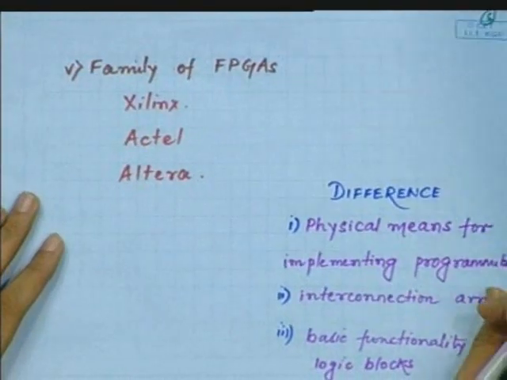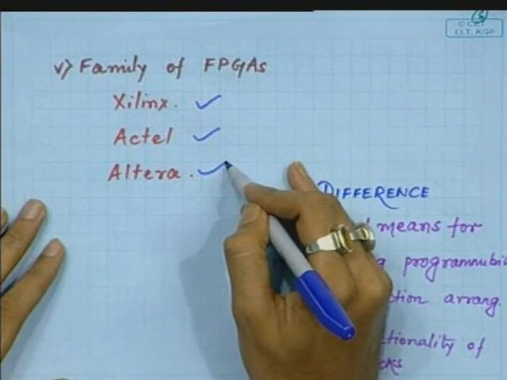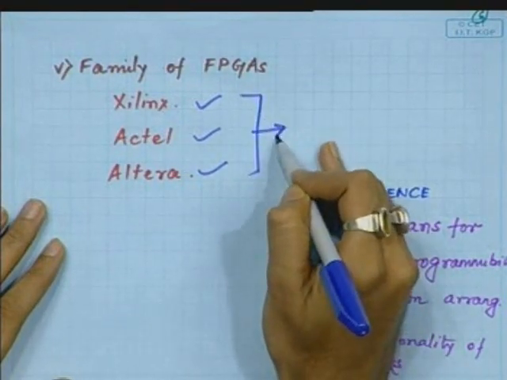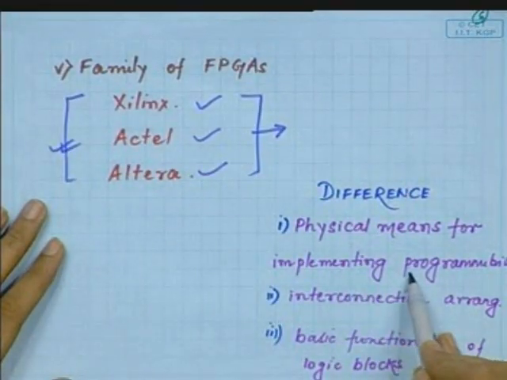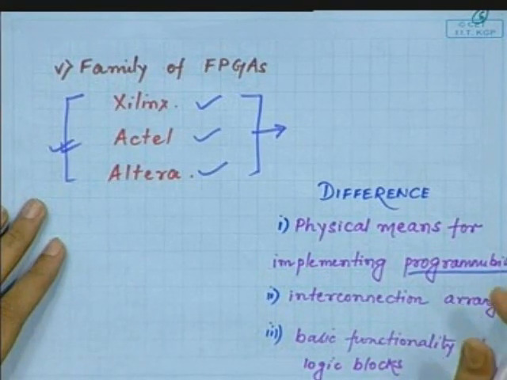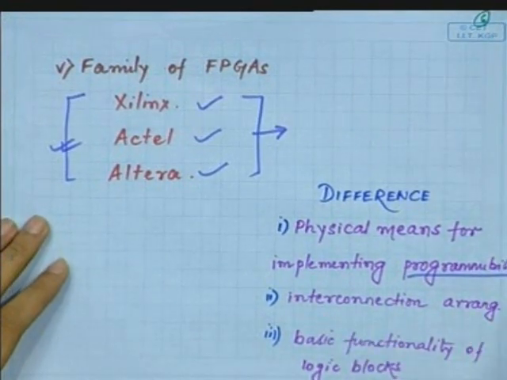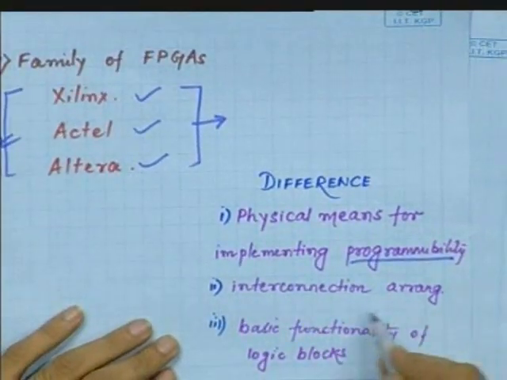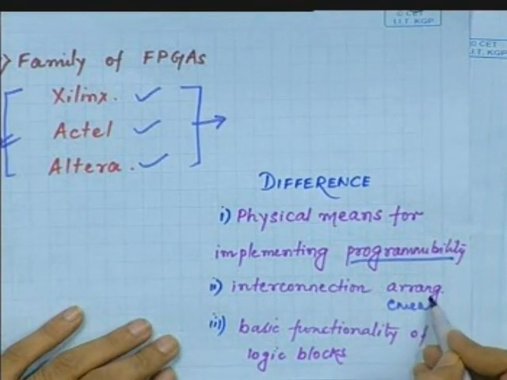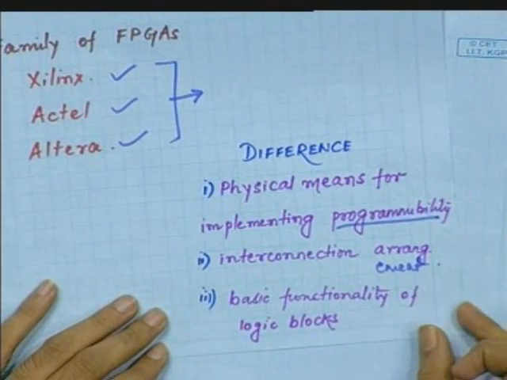Now, today there are many vendors which provide FPGA such as Xilinx, Actel, Altera. These vendors provide different types of FPGA boards. They differ in the programmability they provide, means the way the user can program it, means implementing the programmability. They differ in the interconnection arrangement between the logic blocks and the basic functionality of the logic block.